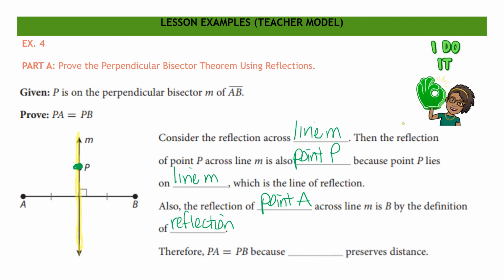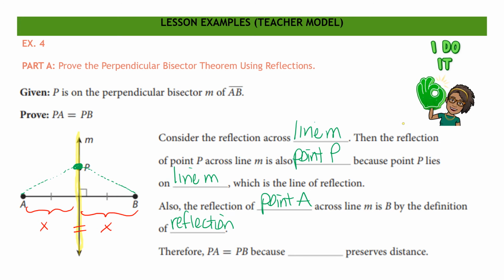So remember, the distance from A to the line of reflection, so this distance right here, of some distance, is going to be equal to the same distance that we have from B to the line of reflection, whatever that distance is. So these two distances are going to be exactly the same. All right, so because we have these distances as being the same, and because we see that point P is on the line of reflection, that tells us that therefore PA, so this distance from P to A, is equal to the distance from P to B.